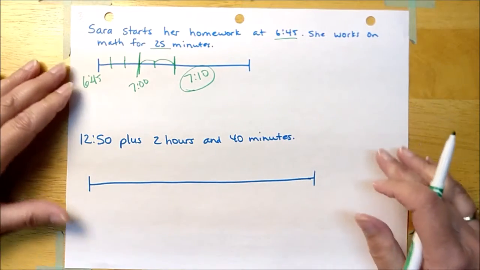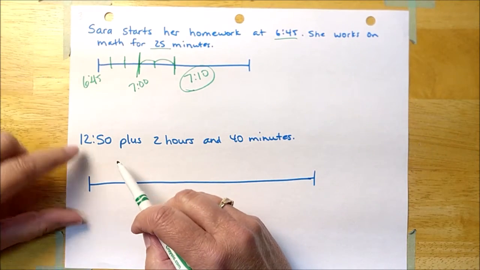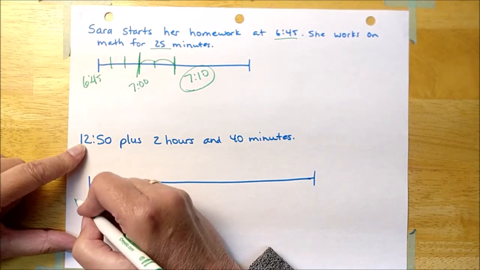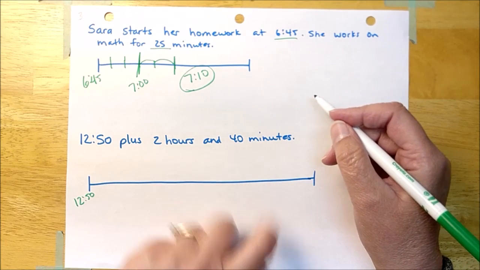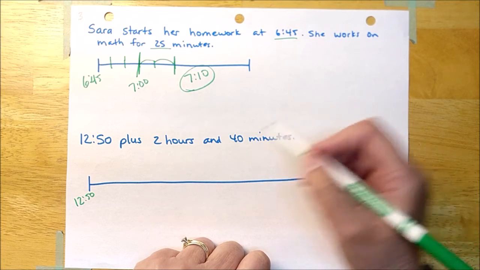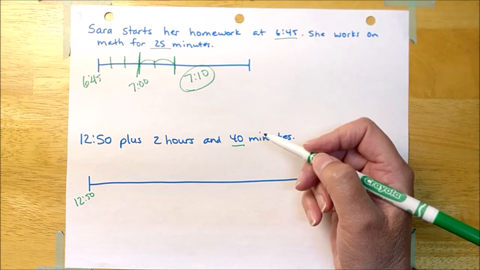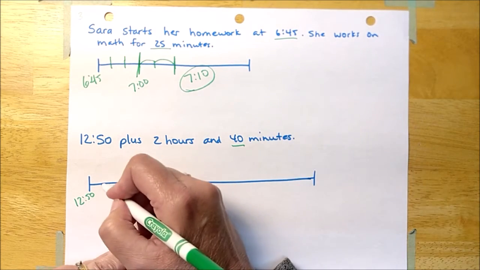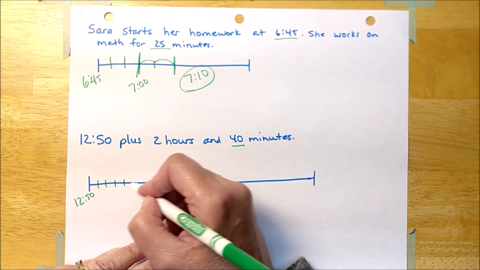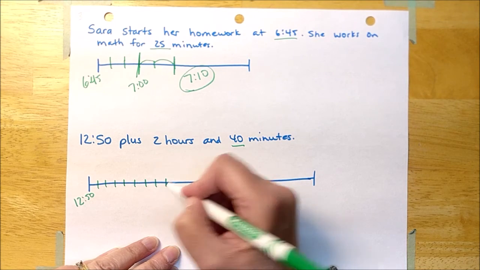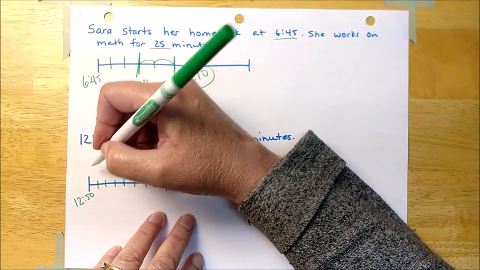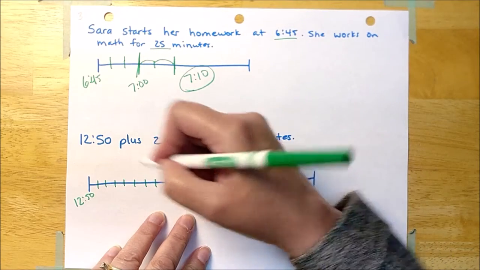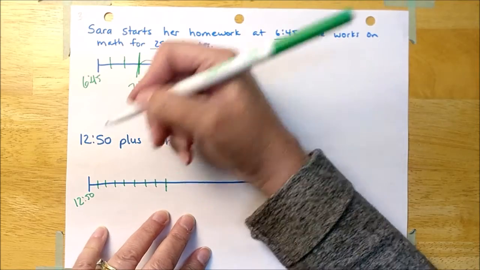Okay. So now Sarah is going to do her homework. She starts at 12:50. She does homework for 2 hours and 40 minutes. What? Okay, so I'm going to add the 40 minutes first. I'm going to count by 5s. 5, 10, 15, 20, 25, 30, 35, 40. So there's 40 minutes. So then I'm going to count how many this is.